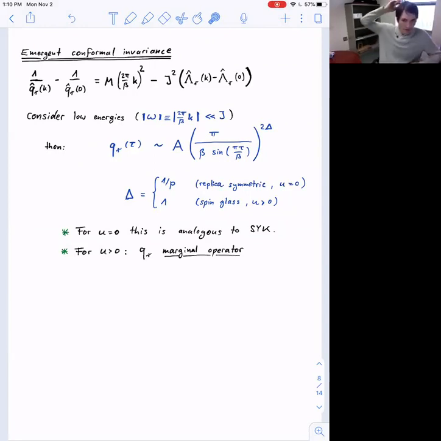Sorry, one question. The capital N, the number of bosons, did you take to infinity already, or are you doing finite N? I'm doing large N. These are large N saddle point equations. Oh, okay. Thank you.